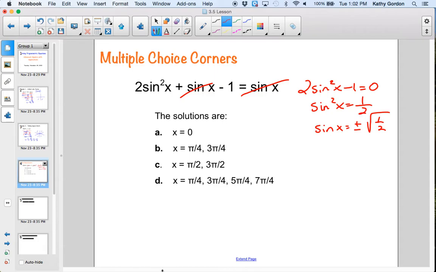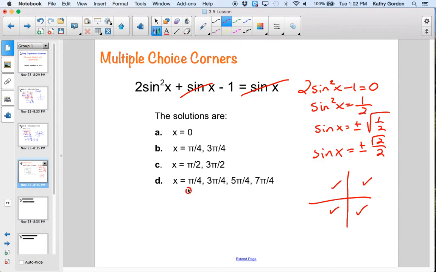Now, our quizzes and tests aren't multiple choice, so you would continue working this out and say, well, that really means that the sine of x is equal to plus or minus square root of 2 over 2. That looks familiar. Plus or minus means I want all 4 quadrants. Square root of 2 over 2 means pi over 4.